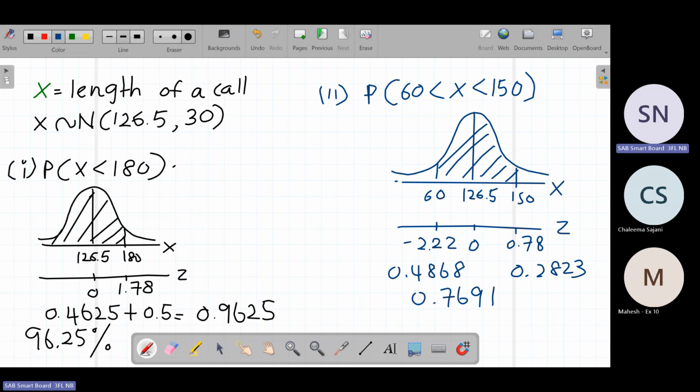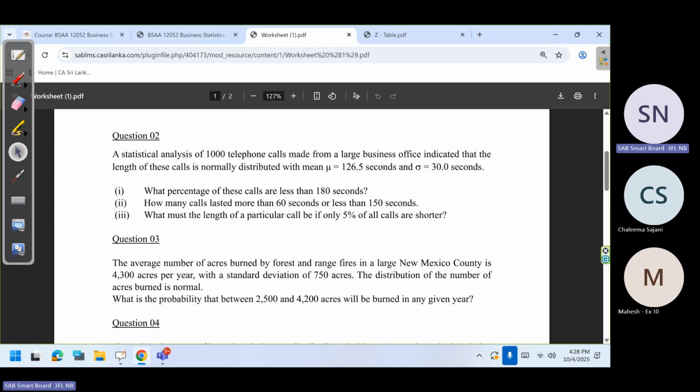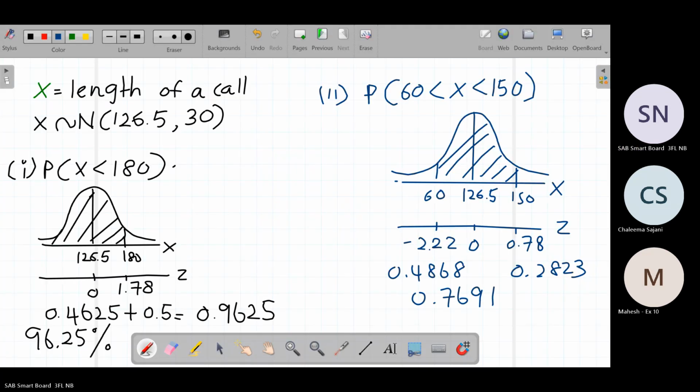Probability is 0.7691. Question asks how many calls. Then how do we find the number? The question says, how many telephone calls are in this survey? 1000. Then how do we take the number of telephone calls? It's the answer multiplied by the 1000.